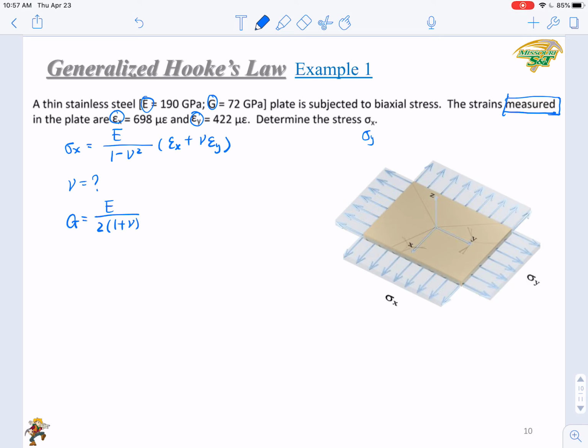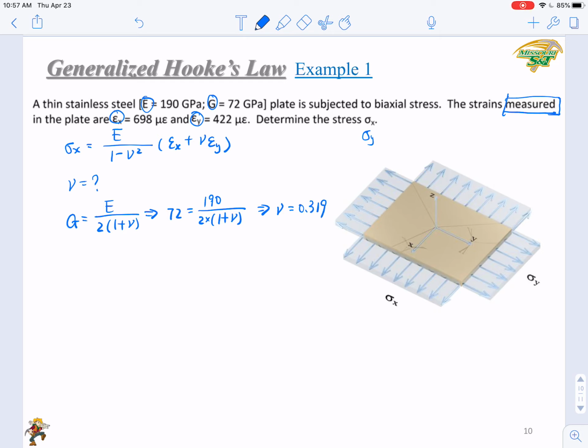Recall the numbers and just substitute them in. 72 equals 190 over 2 times 1 plus nu. From here you can calculate that nu equals 0.319.